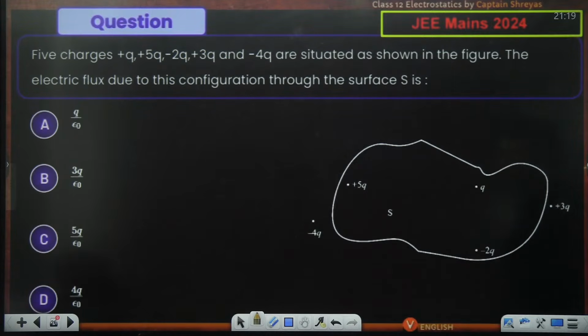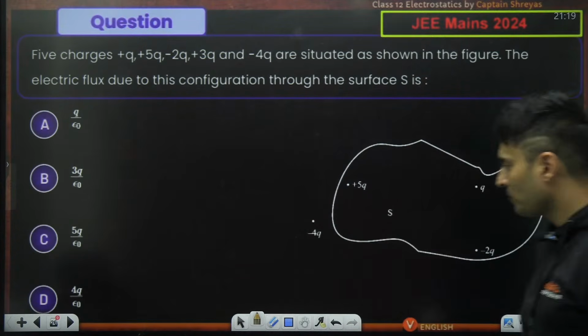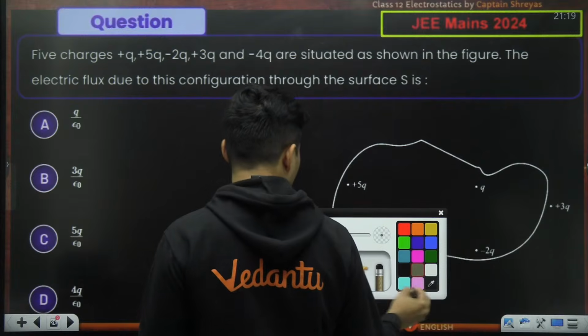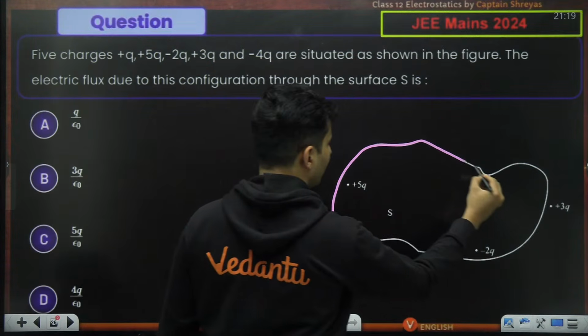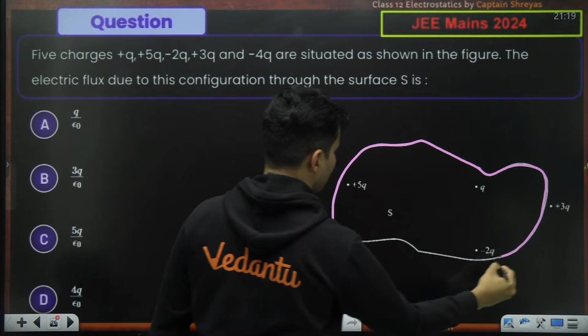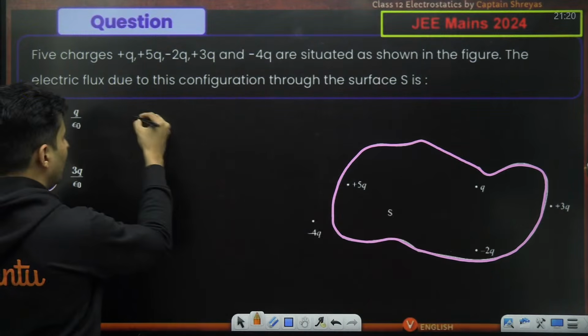This was a JEE Mains 2024 question. The electric flux due to the configuration through this imaginary surface S is how much? That imaginary surface, as you can see over here, is the surface which they have marked. Can you guys quickly figure out what is the total flux through it?